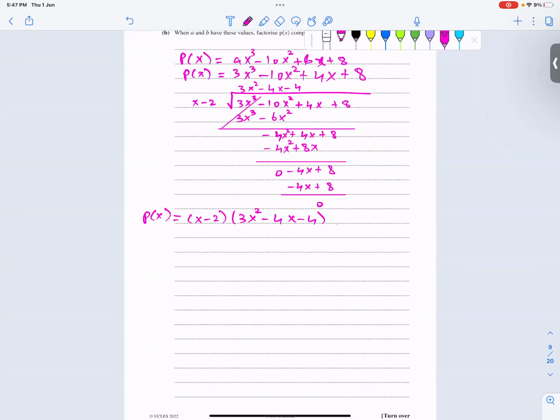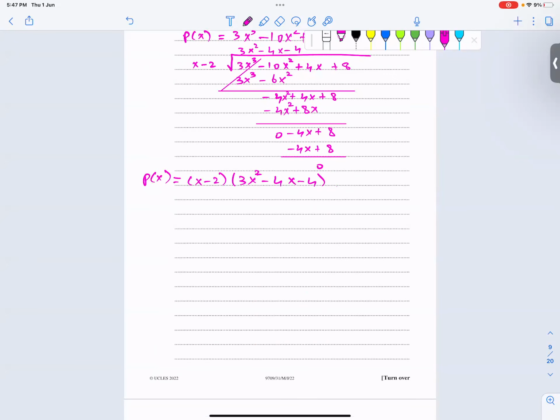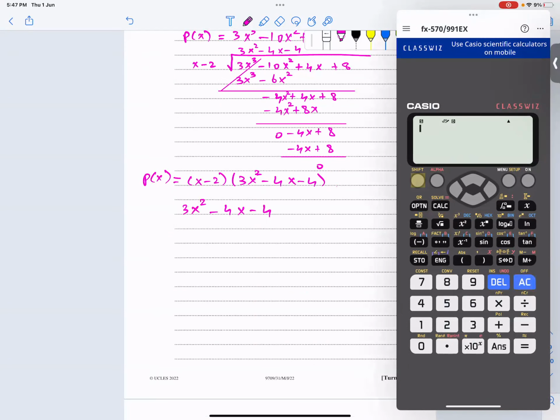We now have another quadratic expression, and we will make the factors for this as well. So we have 3x squared minus 4x minus 4. There are different ways to make factors for this. The easiest way is to just find its roots using the quadratic formula. The first root is x equal to 2, and the second root is x equal to minus 2 by 3.